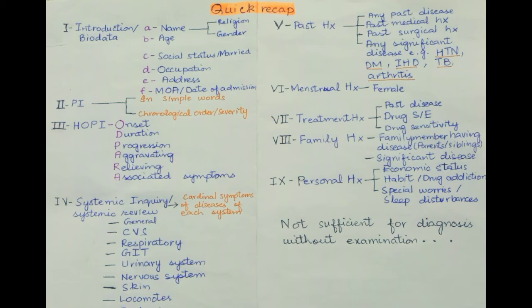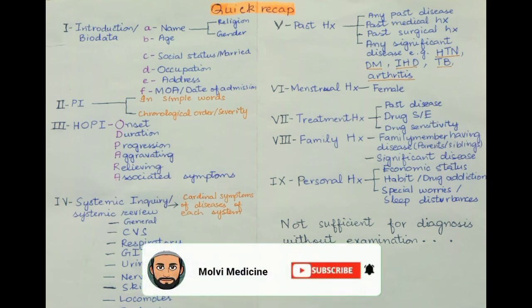Now, this history alone is not sufficient for diagnosis. Remember, a good history, along with the examination, is able to diagnose the disease in 80 out of 100 times, but still there is a gap, and that gap is filled by the help of investigation.